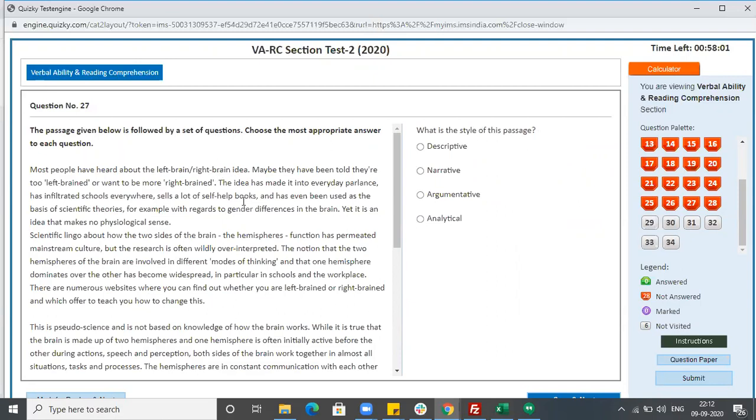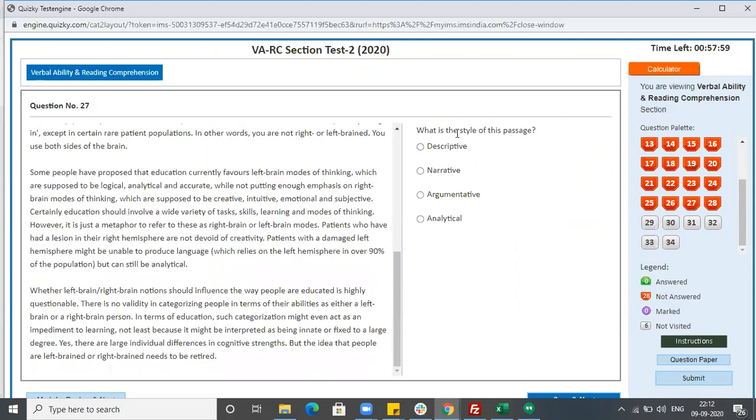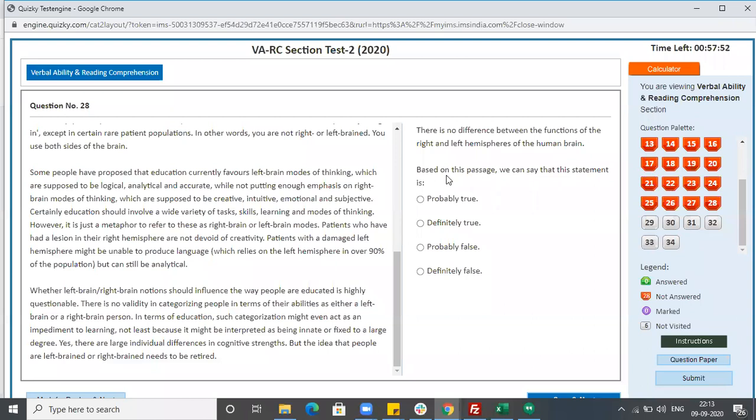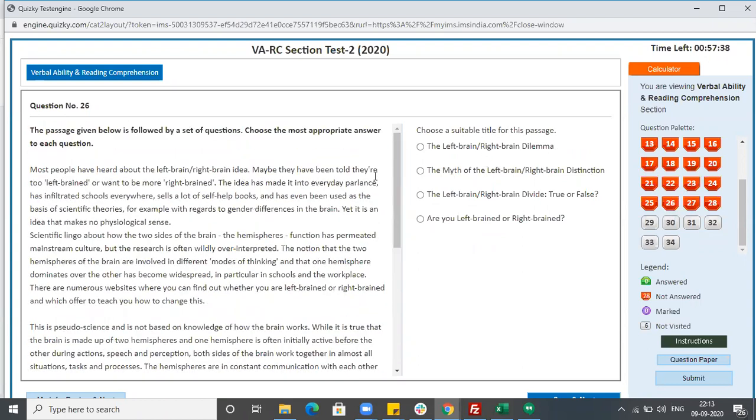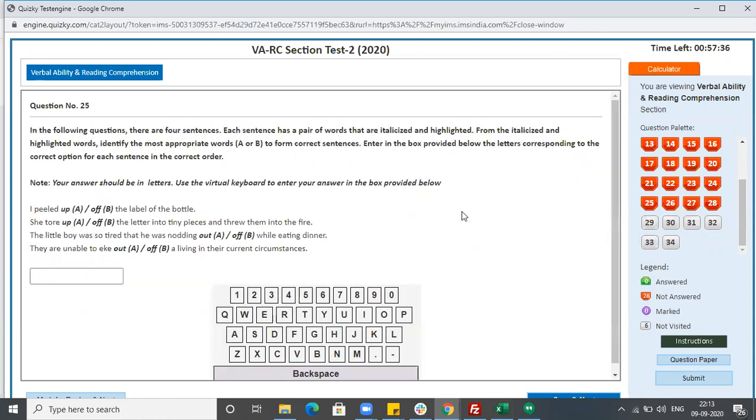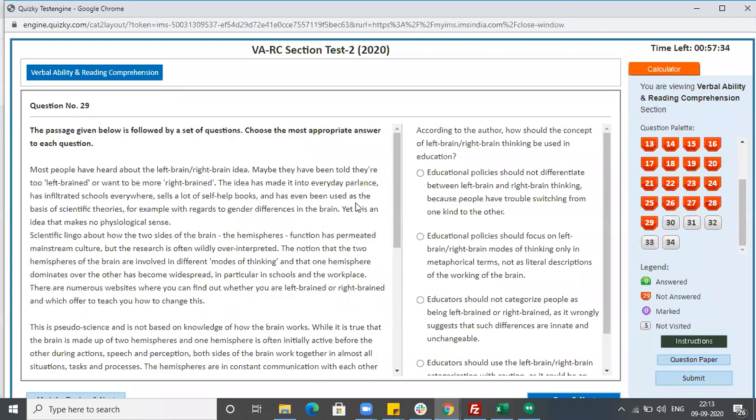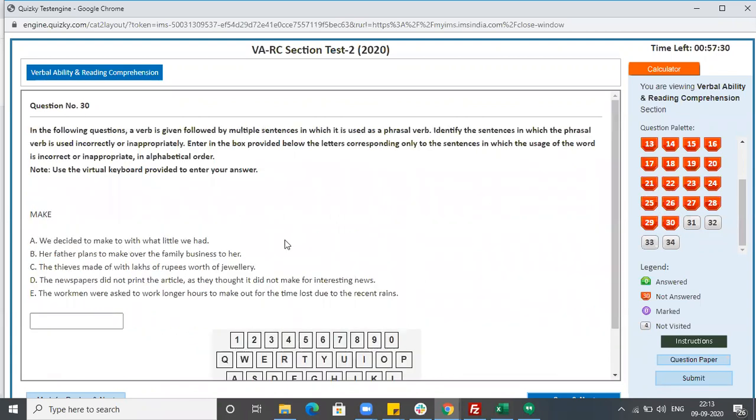So I'll definitely want to try this RC, because it's a direct question that I'm getting in this RC. It could be a free 3 marks for me. And based on the text, we can say that the statement is probably true, definitely true, probably false, definitely false. Okay, that could be a little challenging. Choose a suitable title. Giving a title to this passage, I will definitely attempt this RC. It looks like my kind of RC. Short questions and direct.